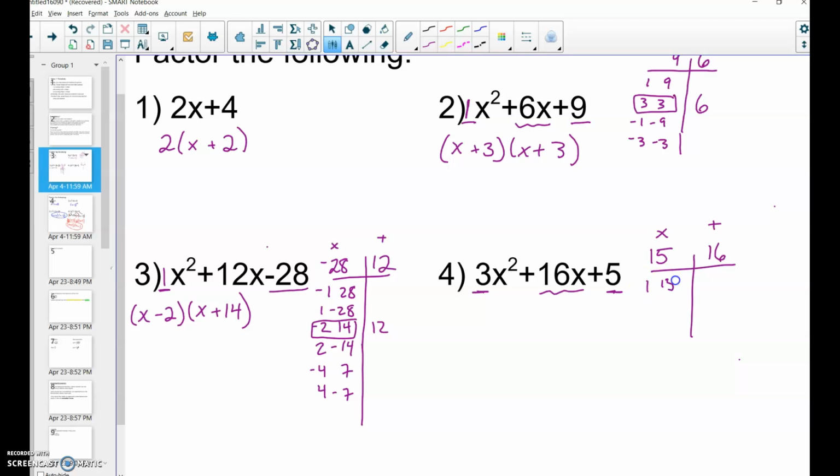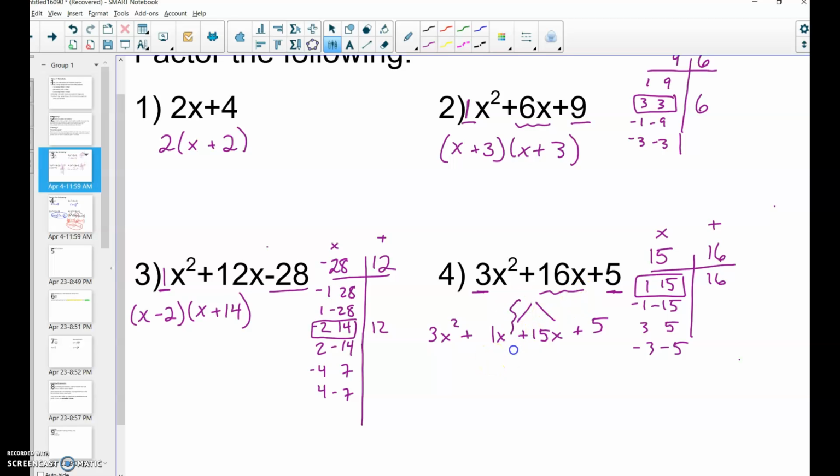So you have 1 and 15, negative 1 and negative 15, 3 and 5, or negative 3 and negative 5. The only 2 numbers that will add up to 16 is this first pair here, 1 and 15. And this is where it gets a little bit different when we write our factored form. You are going to split up that middle term into a 1x and a positive 15x. Then bring everything else down in front. We're going to bring that 3x squared down, and we're going to bring that 5 down. So all we did here with our factors was split 16x into 1x and 15x.